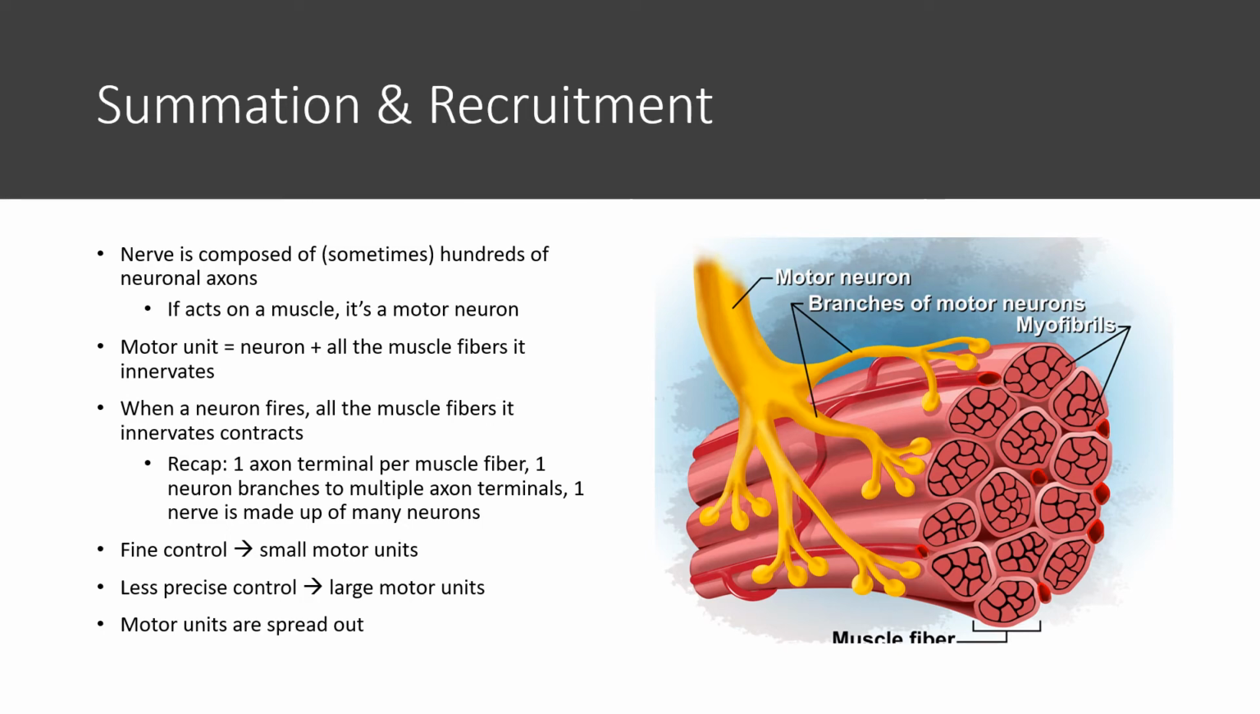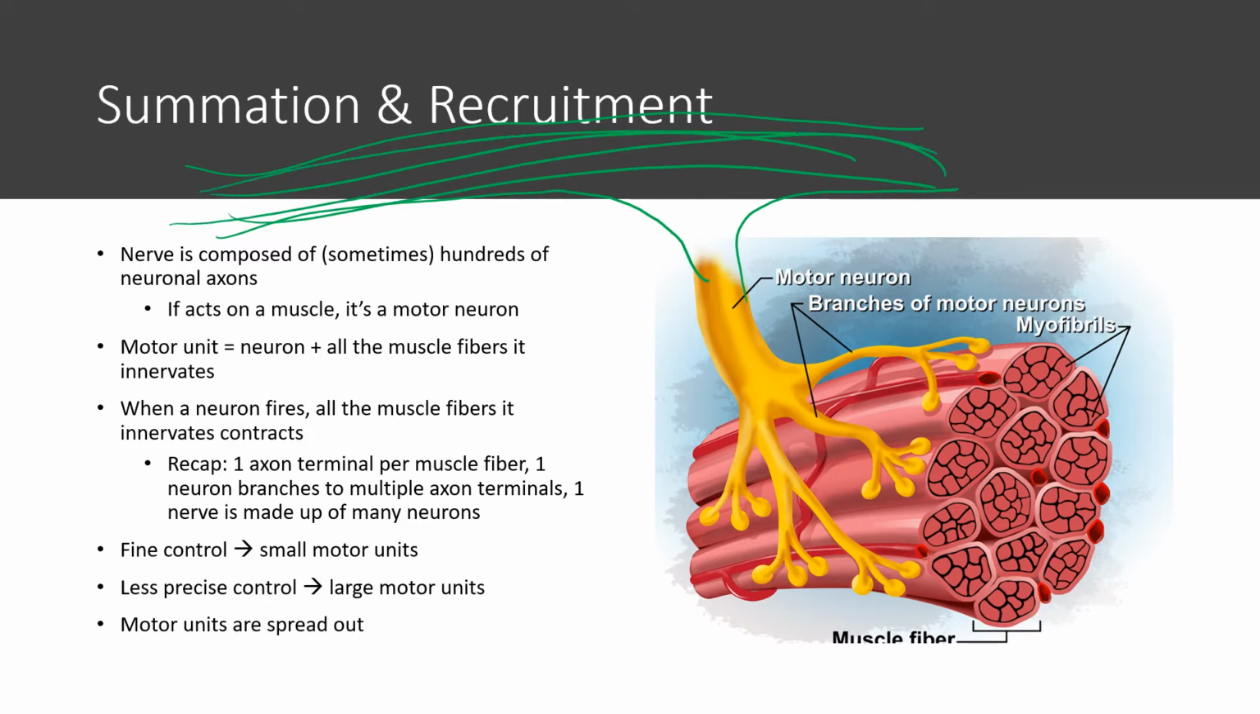Now, we've been talking a lot about neurons and axons and axon terminals, but what's a nerve? A nerve is basically hundreds, or at least many, neuronal axons all bound up together. So this right here, this motor neuron, this nerve, is actually made up of lots and lots of axons. So you have a nerve overall, and you have branching of the nerves. It could be a few, a few dozen, or a few hundred.